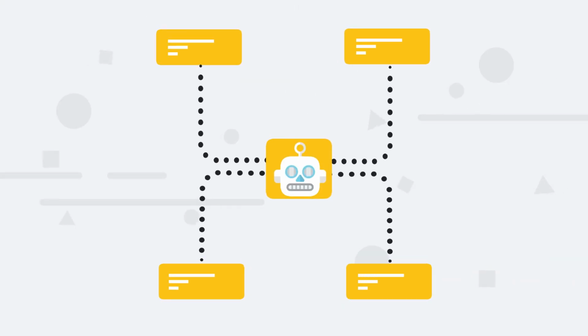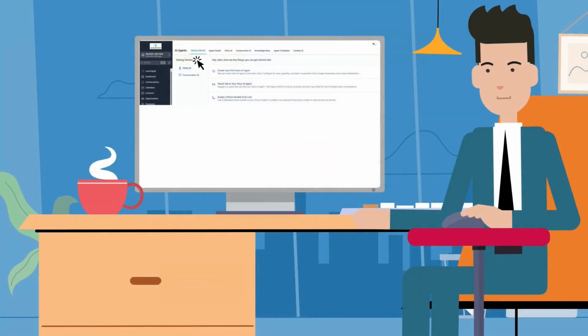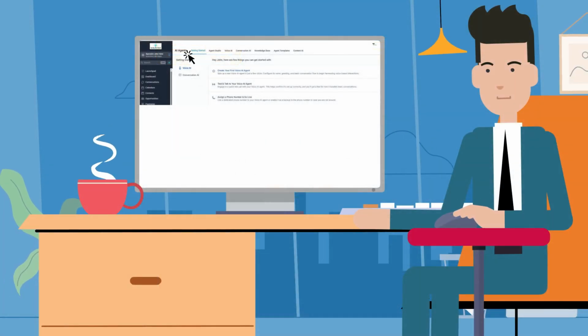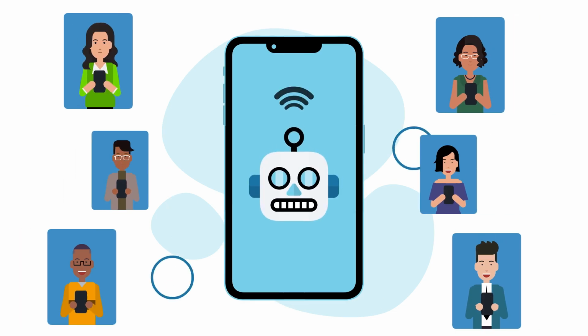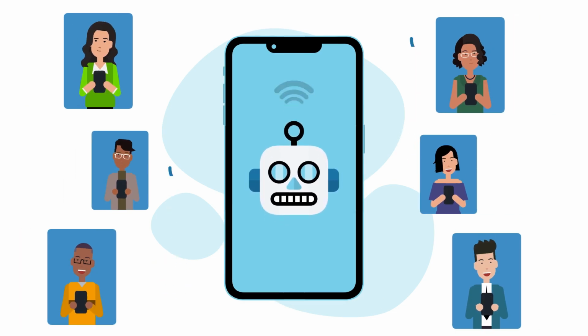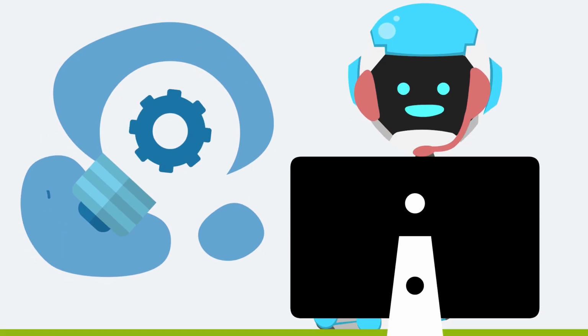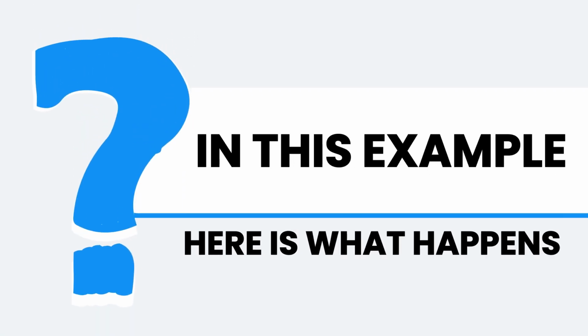Let's talk about your AI agent. Click the AI Agents tab on the left sidebar to access your Voice AI agent. The Voice AI system will be connected to your main phone number, and each call will be routed into a decision-making automation. In this example, here is what happens.